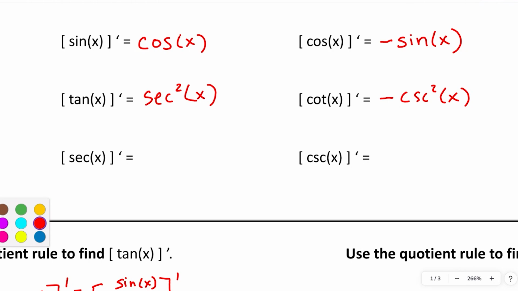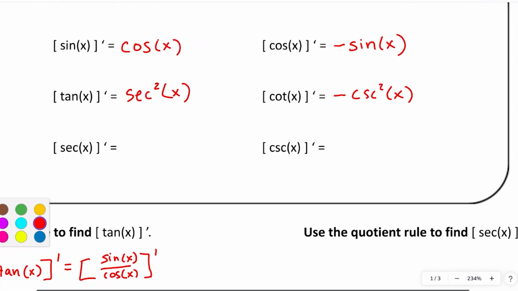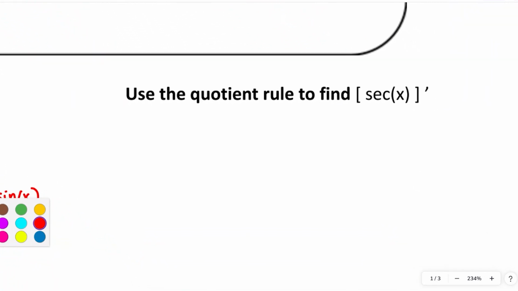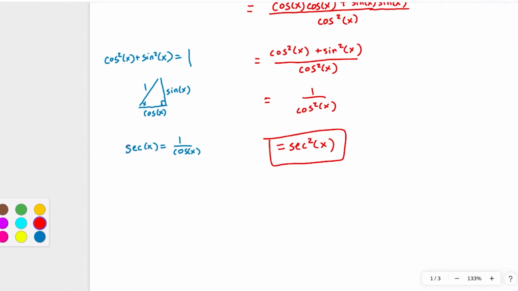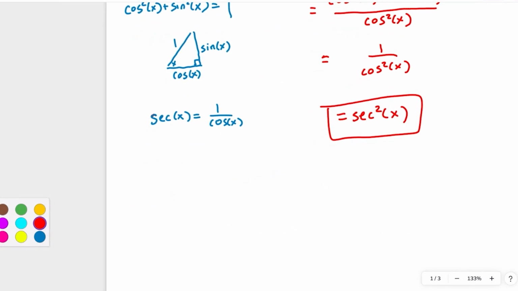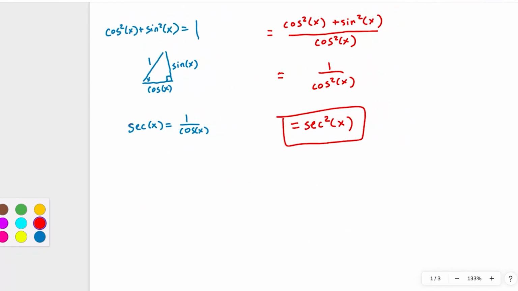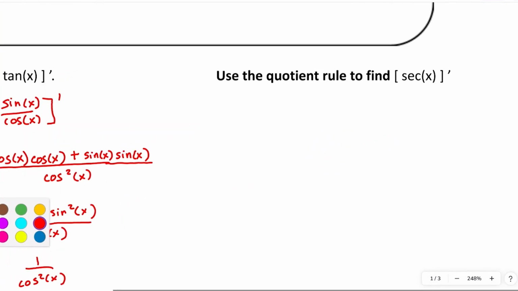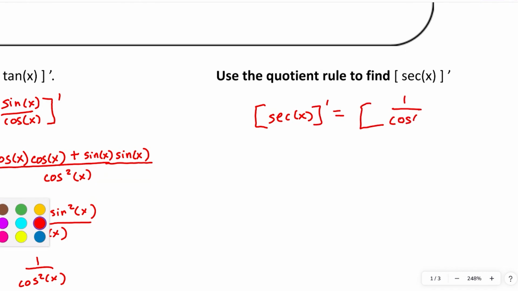Okay, so now let's find the derivative of secant, and we're going to prove that one too. So secant, as we said before, is the reciprocal of cosine. So we can rewrite secant as 1 over cosine. So the derivative of secant should be the same as the derivative of 1 over cosine. And how are we going to take the derivative of that? Quotient rule again. It's almost as if there's a reason we did the quotient rule first here.